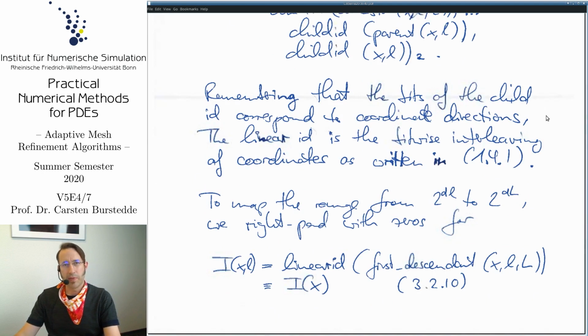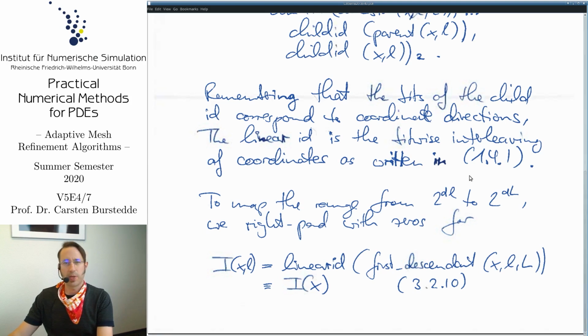And if we remind ourselves that the bits in the child ID are separate in meaning by dimension, we see that each child ID octet has a z number, a y number, and an x number, and this holds for every other child ID as well. So we have z, y, x for the one child ID, then we have z, y, x for the other. So we see that the bits in the linear ID are just interleaved coordinate bits from x0, x1, and x2 up to x d minus 1.